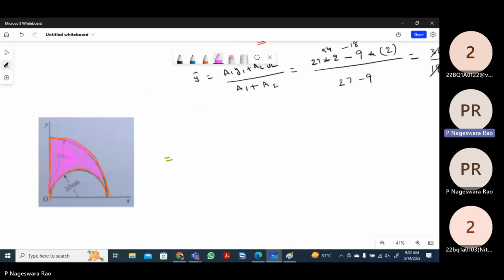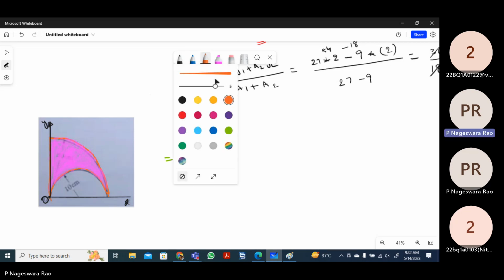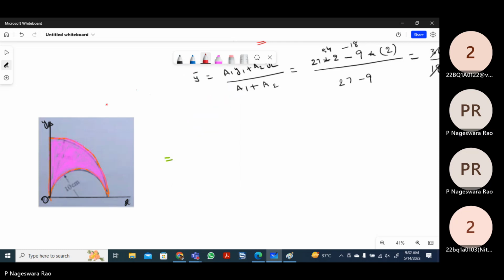In this case, the origin was already given where it lies. I need to get the centroid of this region. This is the origin, this is the x-axis, and this is the y-axis. For our convenience, I am naming the points like this. This will be point A, this will be point O, and this will be point P.